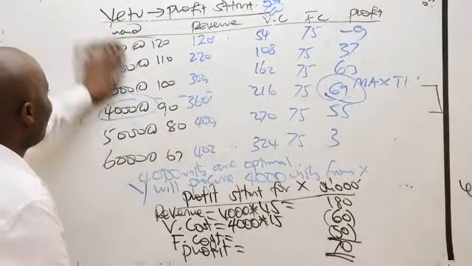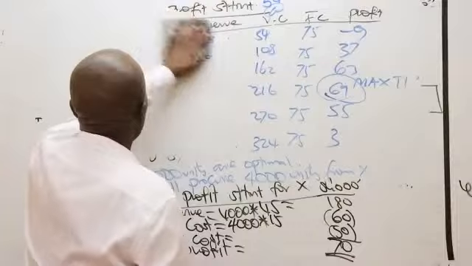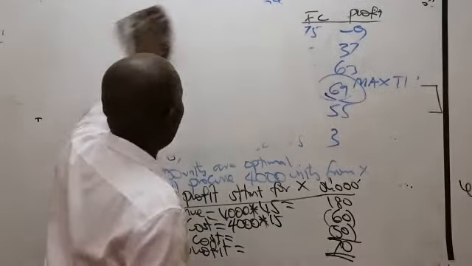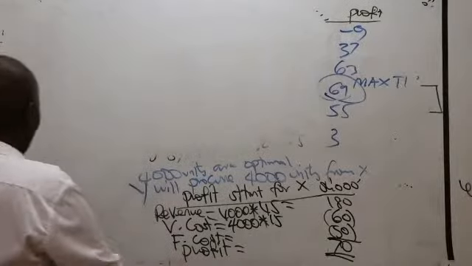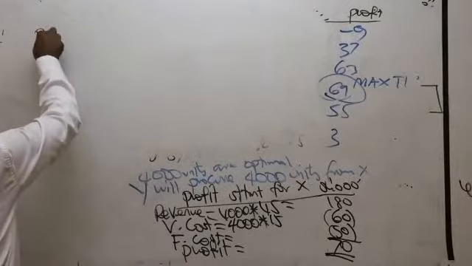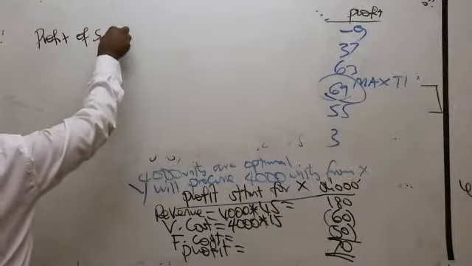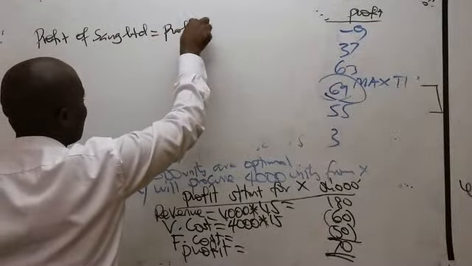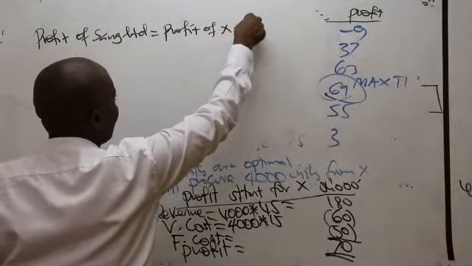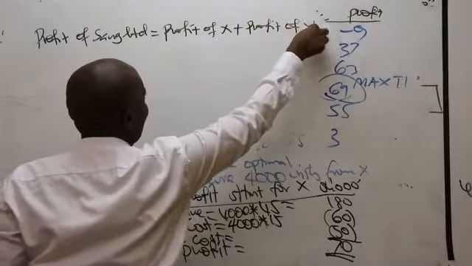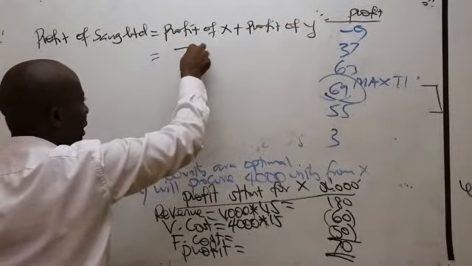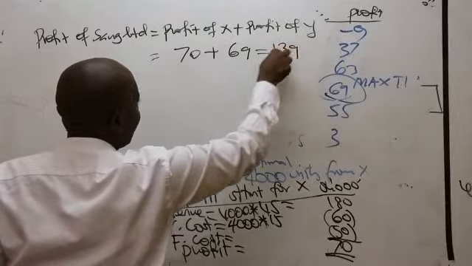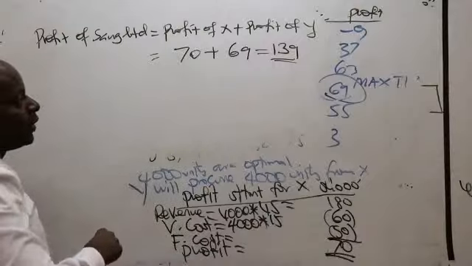And therefore, ladies and gentlemen, the profit of Sang Limited will be equal to profit of X plus profit of Y, which will be equal to 70 plus 69, which gives us 139,000.